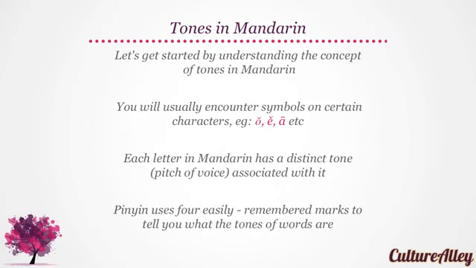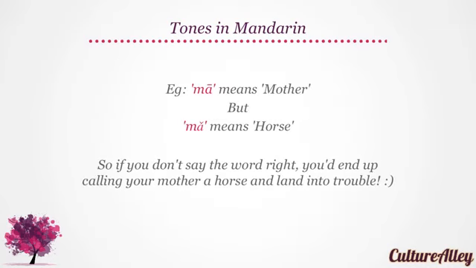Let's start by understanding the concept of tones in Mandarin. You will usually encounter symbols on certain characters, which would change the tone of the alphabet as we know it. For example, note the symbols on O, E, and A on your screen. These symbols lead us to pronounce these vowels in a different manner. They would now sound like O, E, A. This happens because each letter in Mandarin has a distinct tone or pitch of voice associated with it.